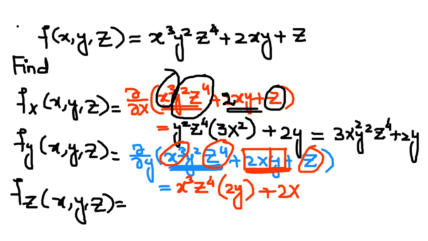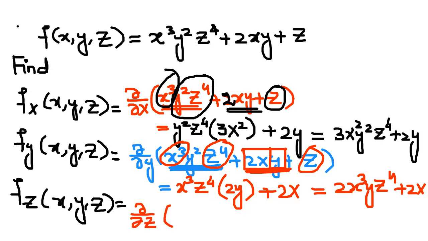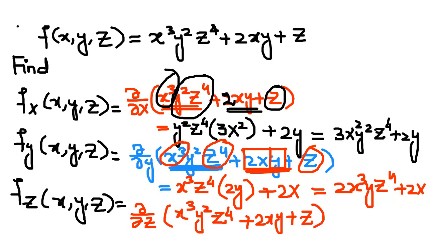And what is the derivative of z with respect to y? 0. Yeah, very good. So that becomes 2x power 3 y z power 4 plus 2x. Now same with respect to z, how can you find the partial derivative with respect to z? x power 3 y square z power 4 plus 2xy plus z. So what is the partial derivative of this one with respect to z?